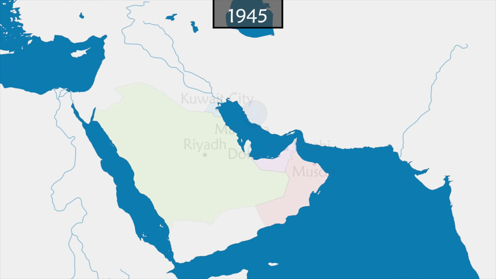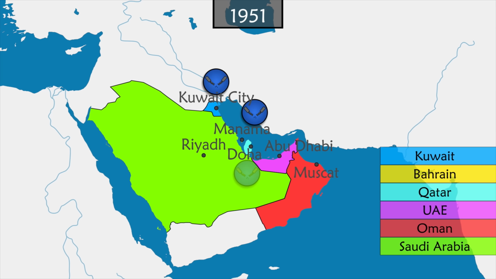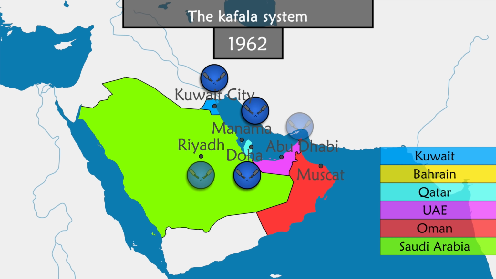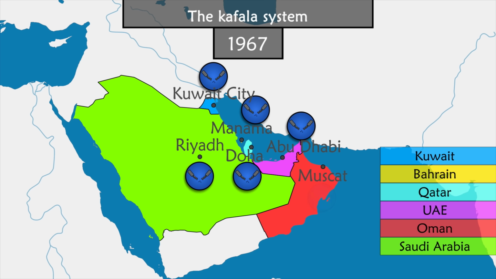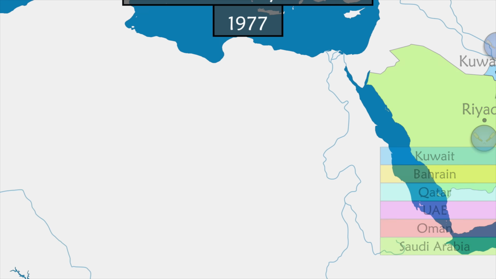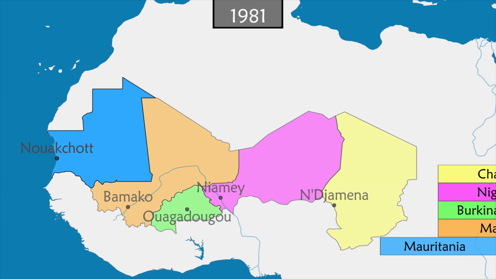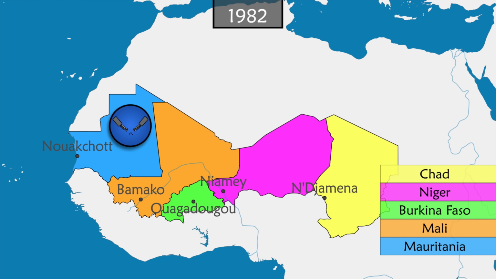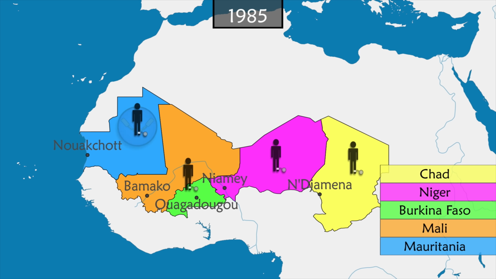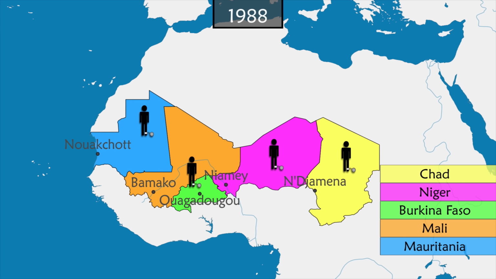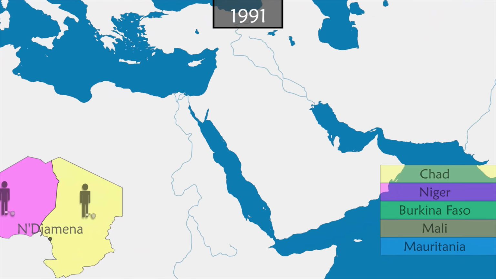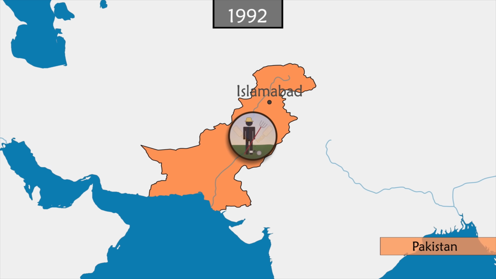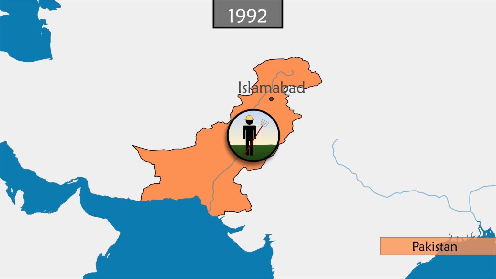After World War II, the Gulf states abolish slavery one by one, but they keep a law that allows employers to confiscate the passports of migrant workers in order to control them and prevent them from leaving. In 1981, Mauritania becomes the last country in the Sahel to abolish slavery, which is still deeply rooted in the culture. With some ethnic groups enslaved for generations, slavery continues in remote areas of the Sahel. In 1992, Pakistan becomes the last country to abolish slavery, freeing thousands of peasants who were working for powerful landowners.